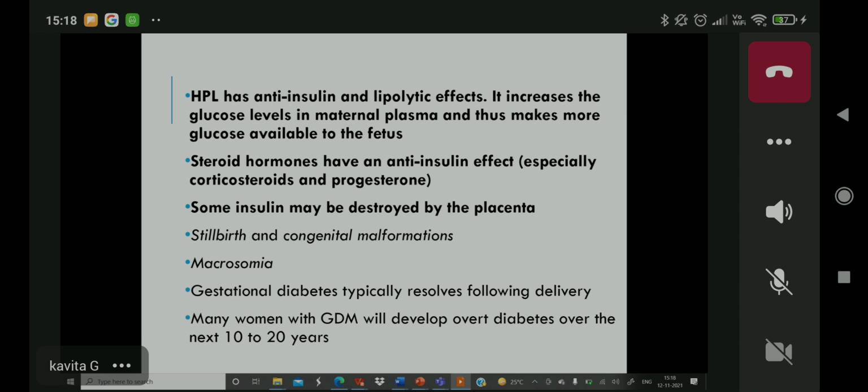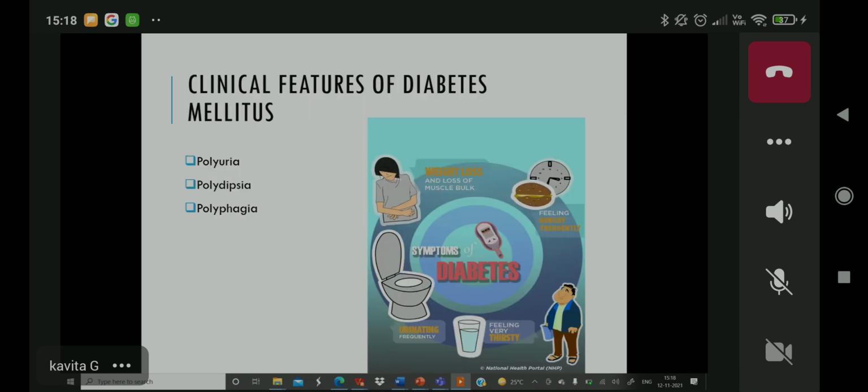Typically, it would resolve following delivery. However, there are some unfortunate women in whom, over the next 10 to 20 years, frank GDM actually develops. Now, clinical features: your patient is coming to you with complaints of polyuria, polydipsia, and polyphagia. Polyuria means frequent urination.